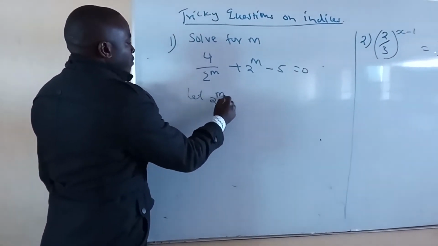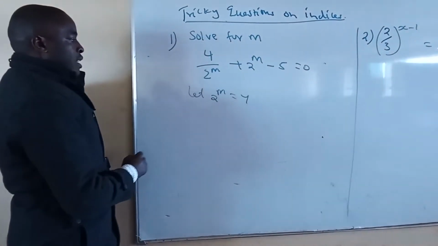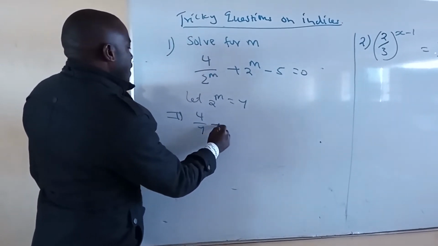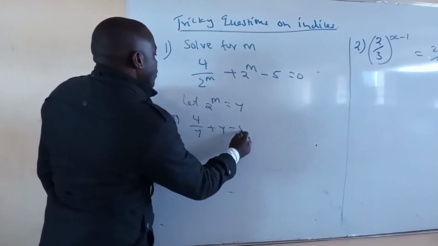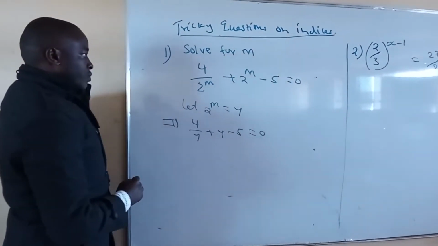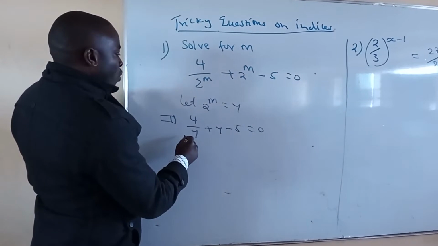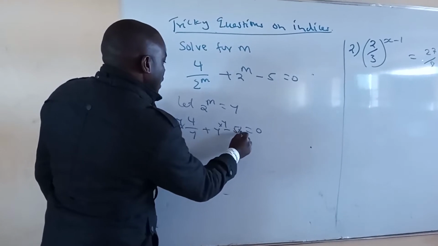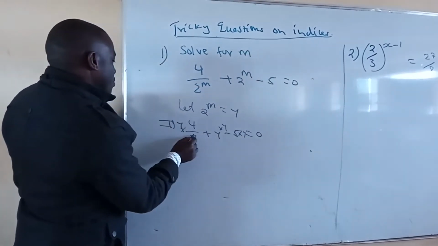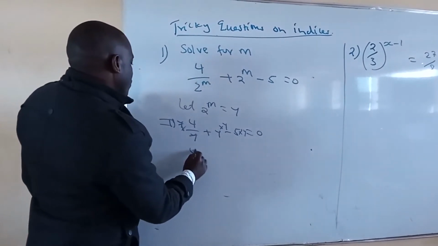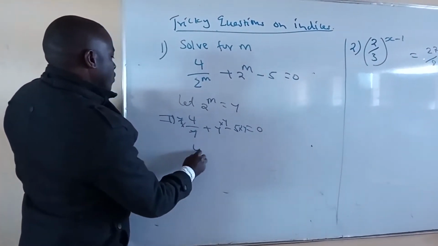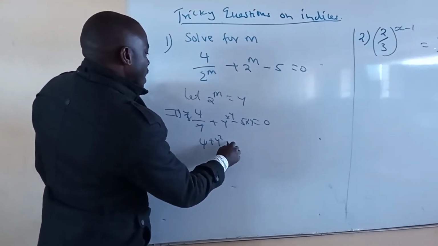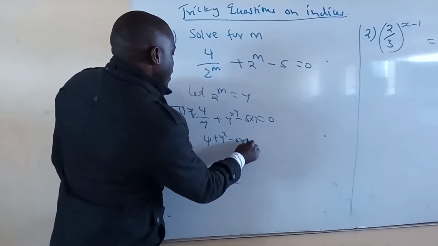2 power of m to be equal to, let's call it y. So that means I say that 4 all over y plus y minus 5 equals to 0. So if I multiply by y all through, each and every part times y, so that means this y and y cancels, so we shall be having 4 plus this becomes y squared, 4 plus y squared minus 5y equals to 0.